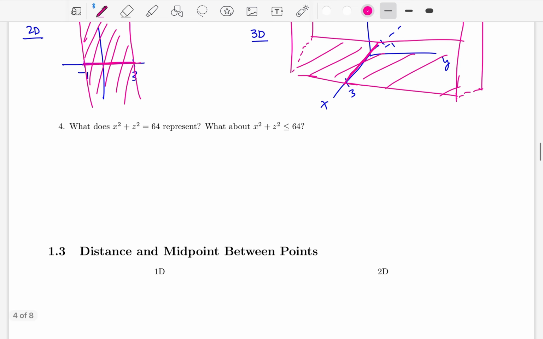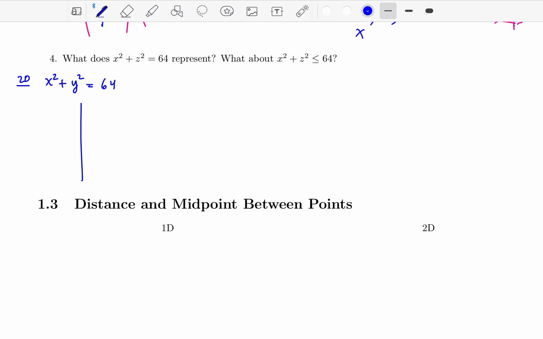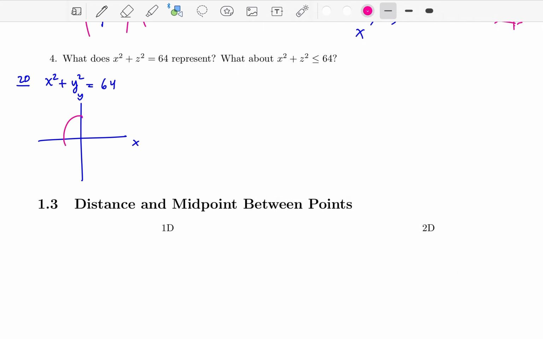Now, if I look at x squared plus z squared equal to 64, again, I'm going to go back to 2D because that's what we know. In 2D, if I gave you x squared plus y squared equal to 64, easy, right? This would be a circle of radius 8 centered at 0, 0. Not a problem. But now I don't have y. I have z.